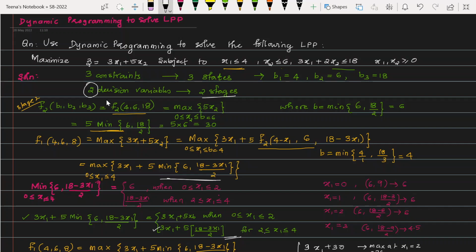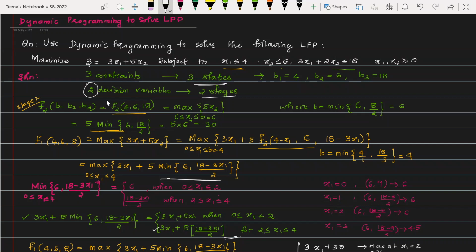Now in this particular problem, I am starting from the last stage and moving forward to reach the first stage, and hence the optimum solution. So we start with F2(B1, B2, B3), and you can see that B1, B2, B3 are the right hand side of the 3 constraints. They actually represent the 3 states of the dynamic programming problem. So F2(4, 6, 8) is maximum.